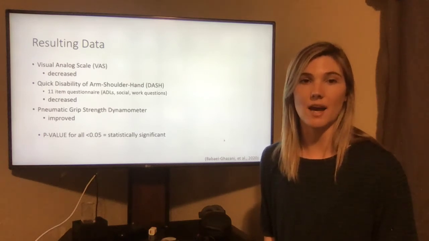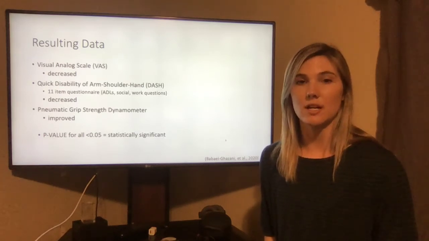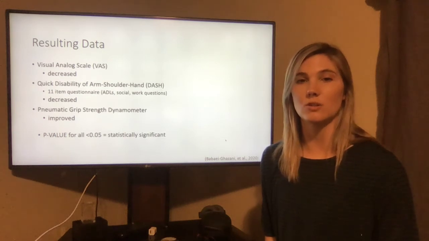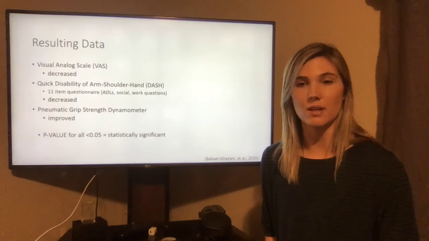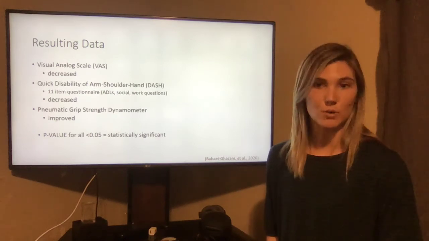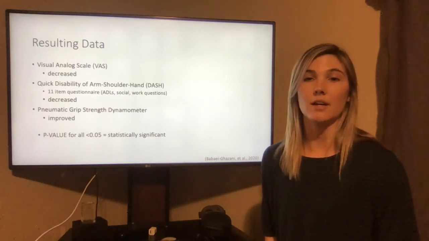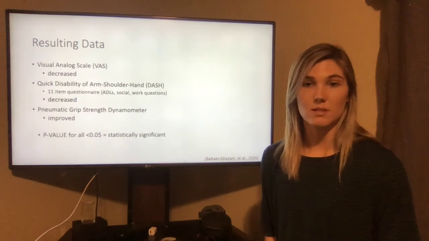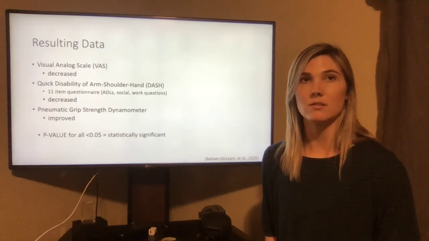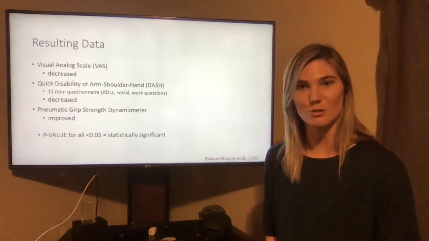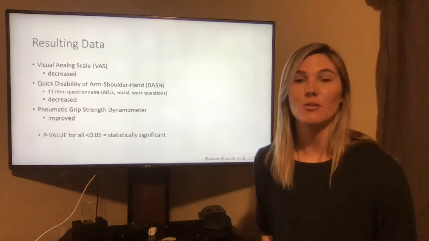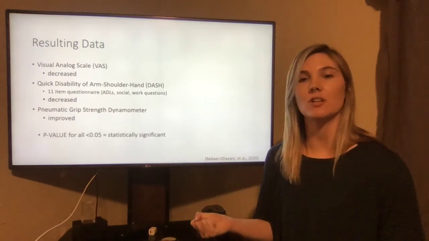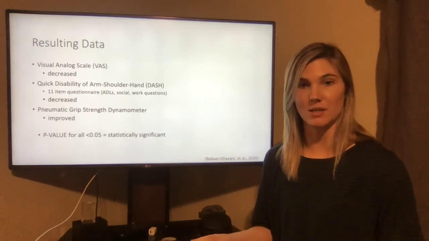And then the QuickDASH was an 11-item questionnaire, and it's looking at ADLs, social status, like if they're able to take part in the social events they want to be taking part in, if they're able to work. It was mainly looking at their impairment, their participation restrictions, their social limitations, and then the grip strength was obviously looking at their grip strength, and it was measured in pounds per square inch, so PSI.